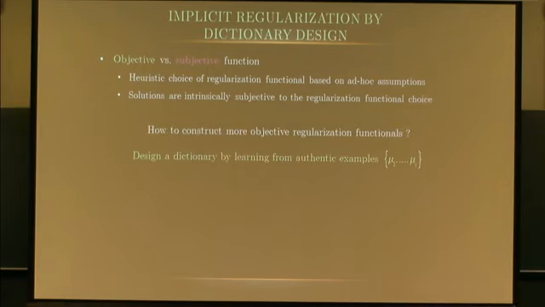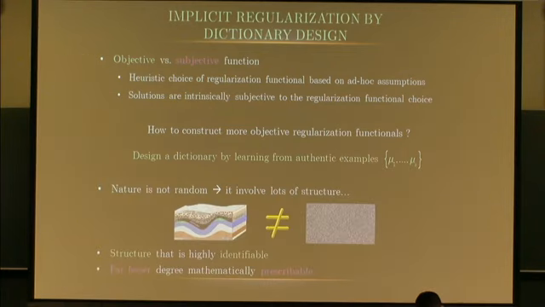You can try to design or learn the dictionary from some authentic examples of the model space. So we know that nature is not random. We should not try to treat it as random when we do the reconstruction. This is what we typically do.